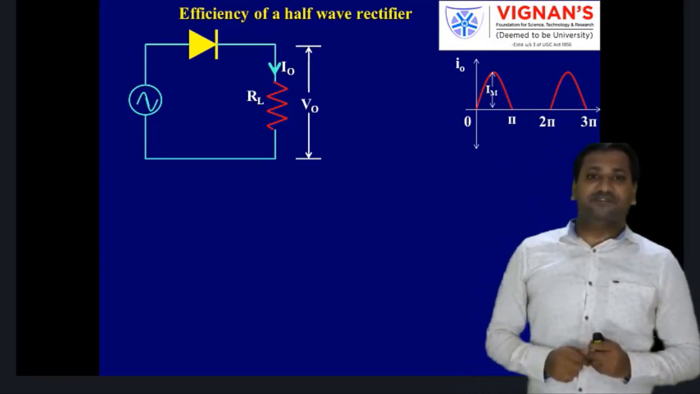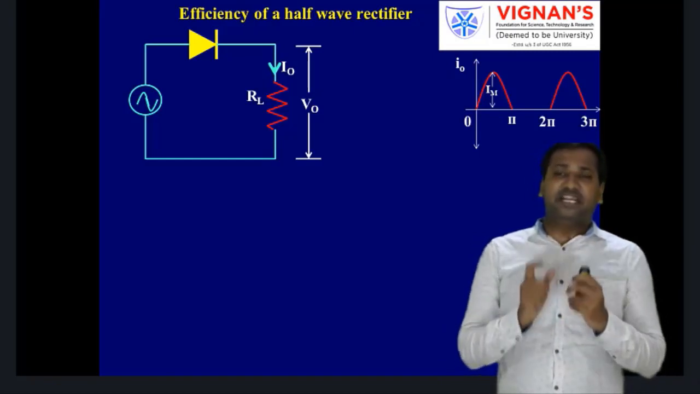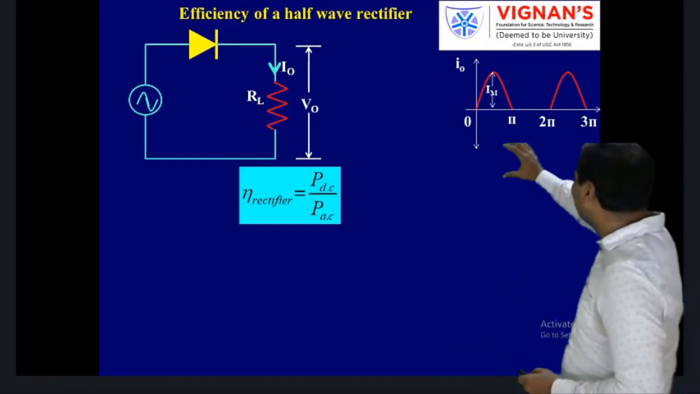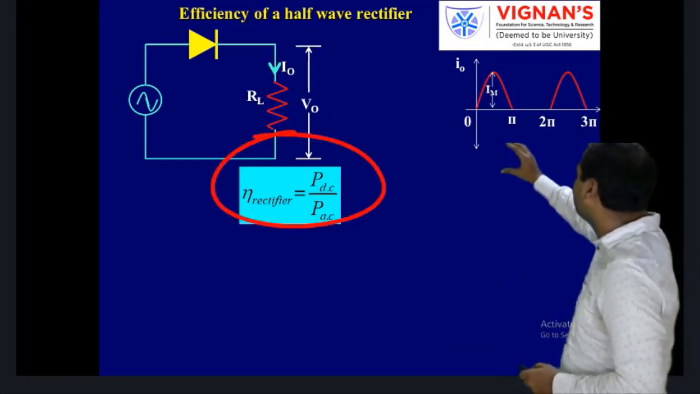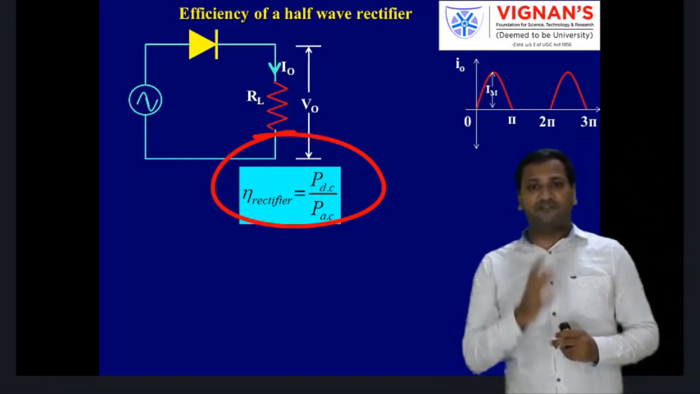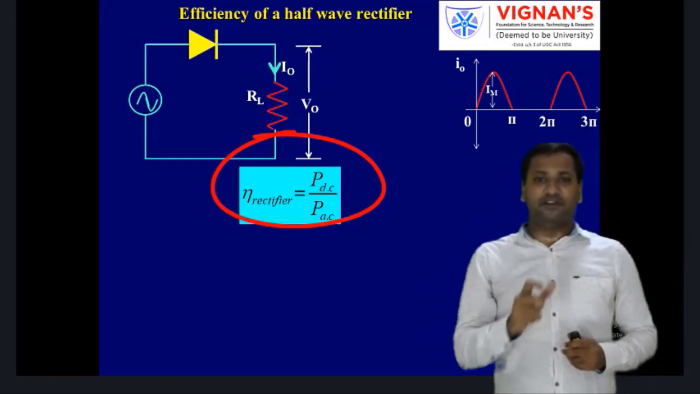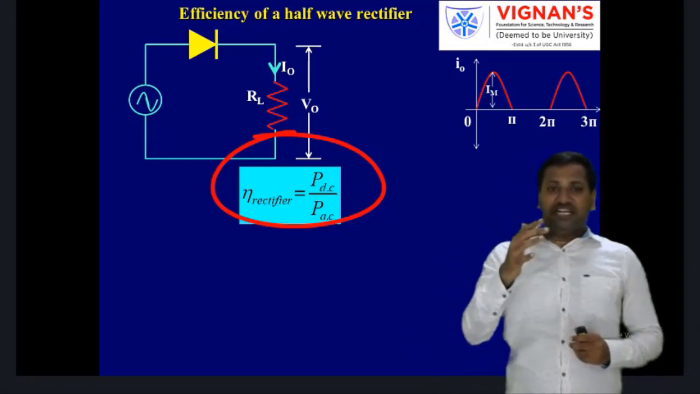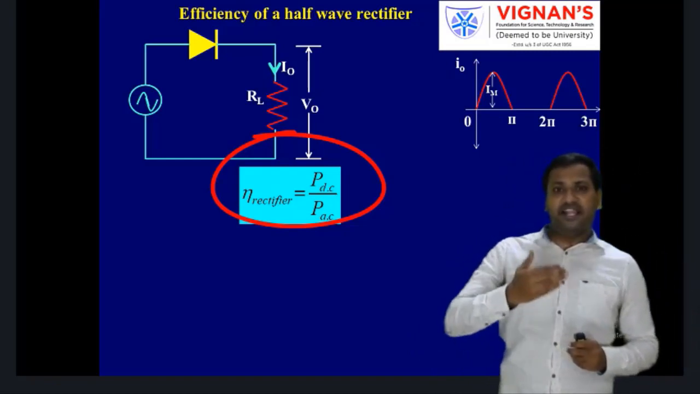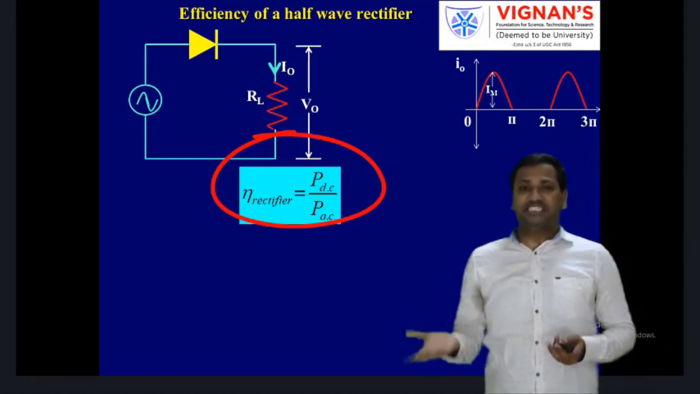Before going to calculate the efficiency of this half wave rectifier, we need to understand what efficiency means. For any electrical device, efficiency is defined as the ratio of output power to input power. So for a half wave rectifier, efficiency is defined as output DC power to input AC power. By finding the DC output power and AC input power of the rectifier, and taking the ratio of both, you will get the efficiency of the half wave rectifier.